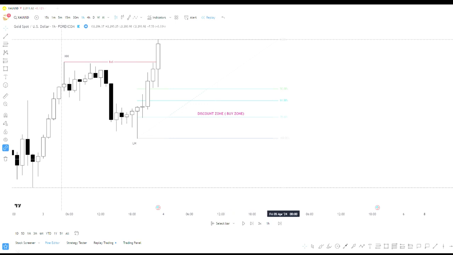discount zone or buy zone. So if we want to buy on an uptrend, we are going to wait for the market to retrace back to our discount zone. Find your market setup from the higher time frame, or you switch to the lower time frame to find the market setup for a buy trade.